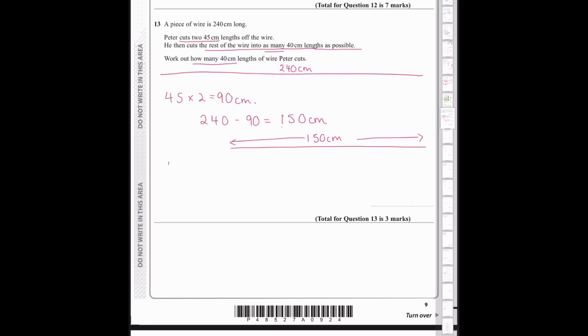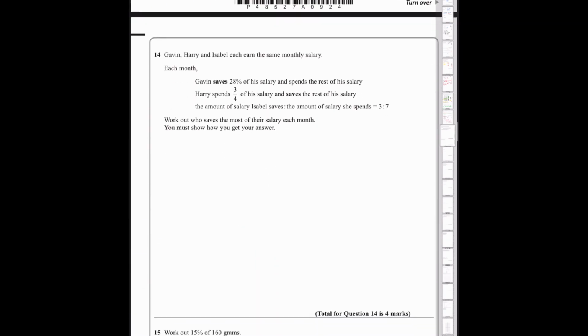So we can do 150 divided by 40, or, to make it easier, 15 divided by 4. It will give you the same answer. If we write out our 4 times table, we know that I'm not going to be able to get to this one, so I can only cut 3 pieces. All right, moving on. Question 14.